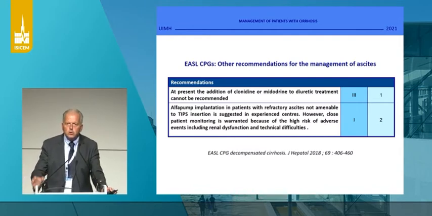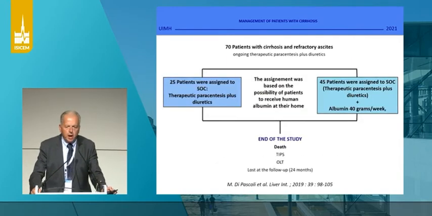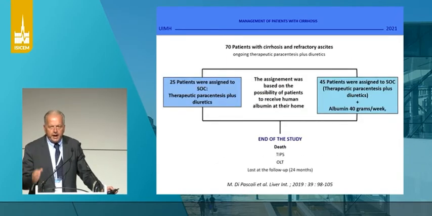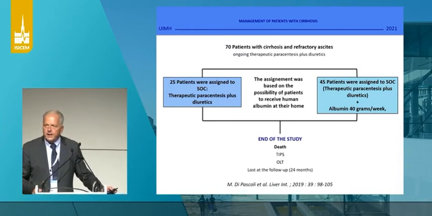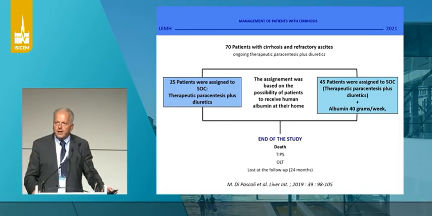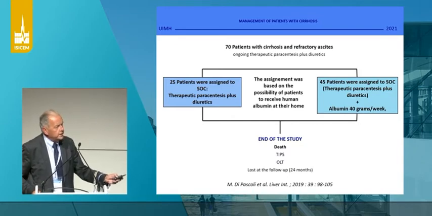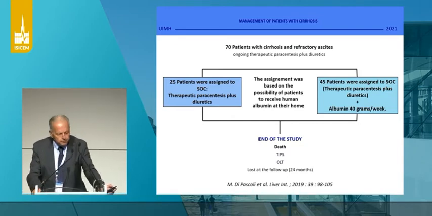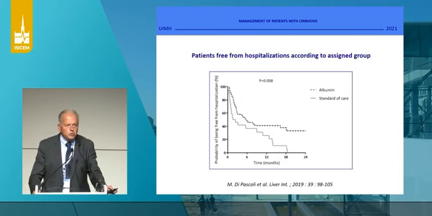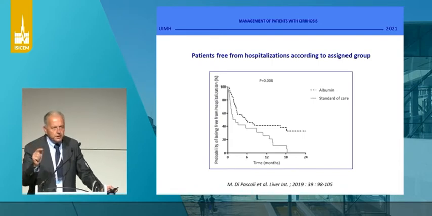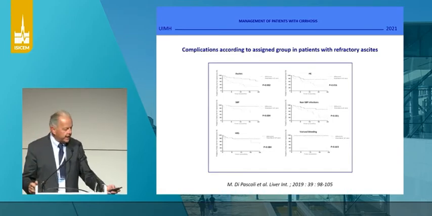So what we propose in our unit in patients with refractory ascites is the long-term use of albumin, 40 grams per week. We performed this real-world trial, it's not a controlled clinical trial, in 70 patients with true refractory ascites, comparing the standard of care versus the standard of care plus long-term use of albumin. And albumin was capable to reduce the mortality rate, to reduce the rate of emergent readmission to the hospital for all the complications of the liver disease, with only one exception, variceal bleeding.